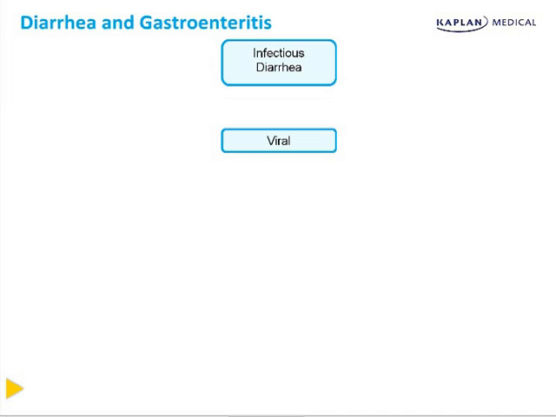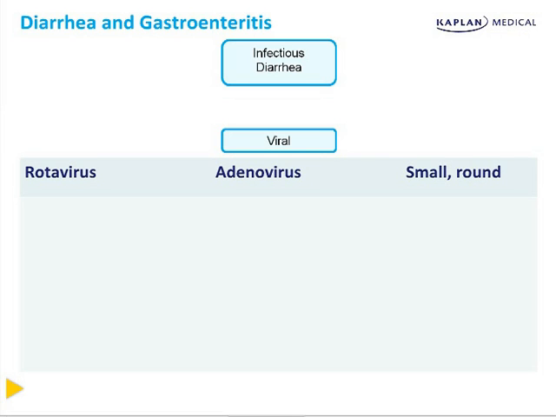So to cover the most common cause of infectious diarrhea in children, viral, let's make a chart that's going to cover the 3 main types of diarrhea that we see in children that are caused by viruses: rota, adeno, and small round viruses. So starting with rotavirus, rotavirus is the most common cause of diarrhea in children under the age of 2. It's transmitted via the fecal-oral route. So kids under the age of 2 are really going to get rotavirus.